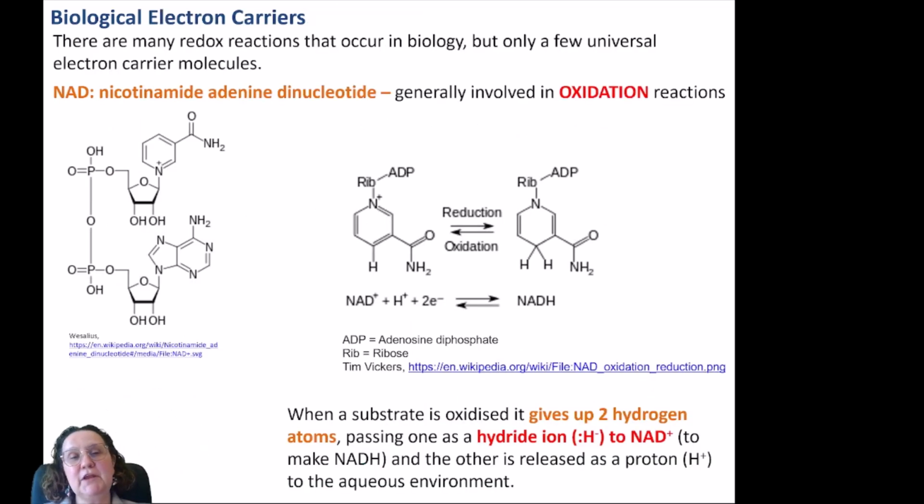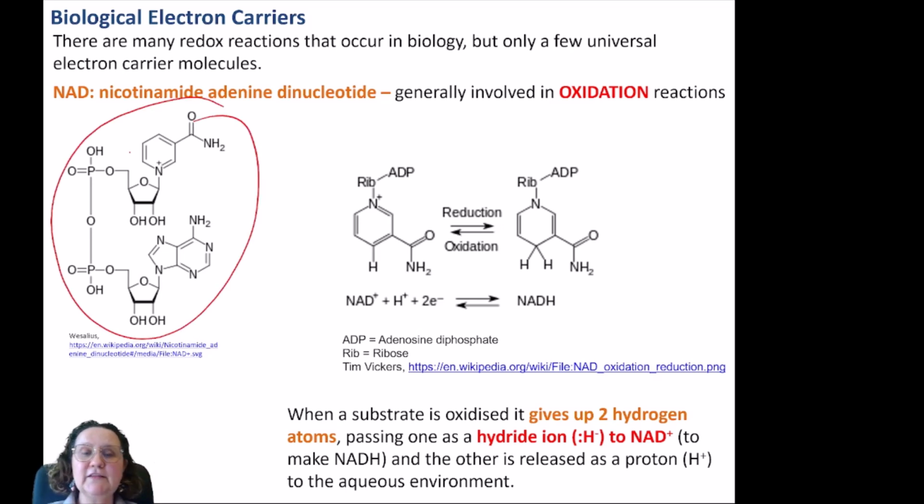There are many and very important redox reactions that happen in biological systems, and there are only a few universal electron carriers. And I've brought here a couple of examples. You probably have seen more in your biochemistry modules. The first example I'm bringing here is NAD, nicotinamide adenine dinucleotide. And this is normally involved in oxidation processes. This is the full structure of NAD. And this is just a blow up of this. This one is a blow up of this particular section.